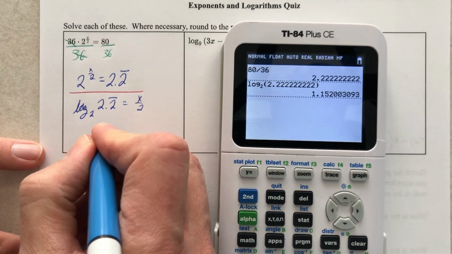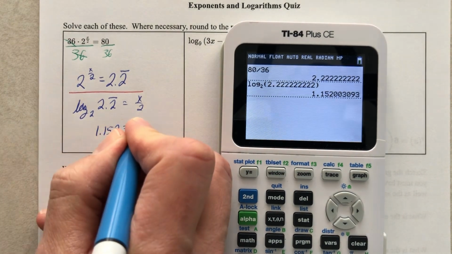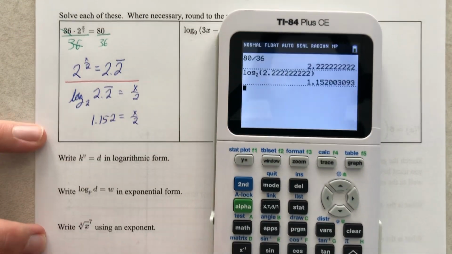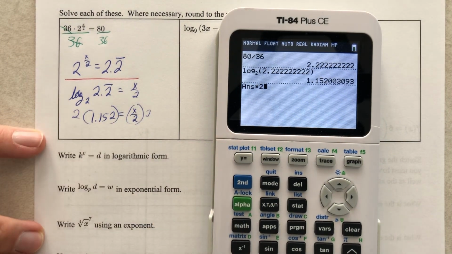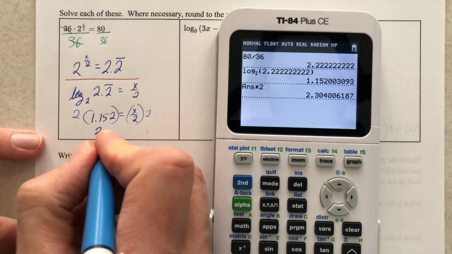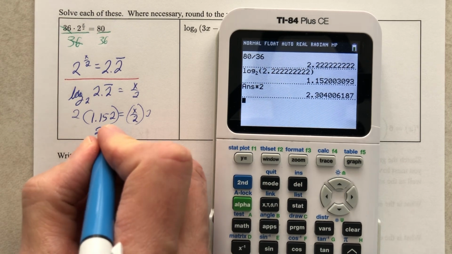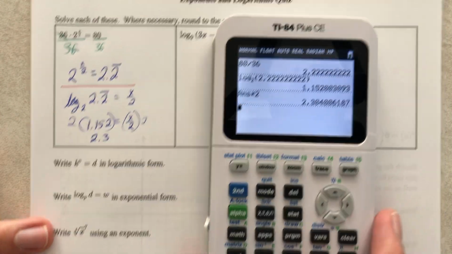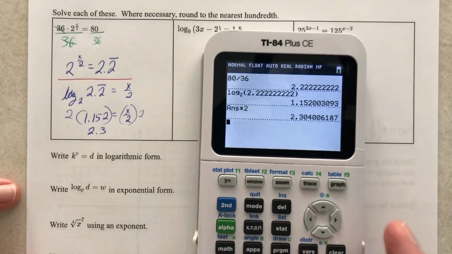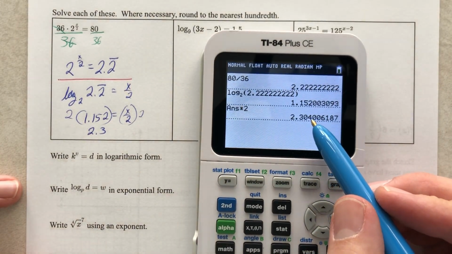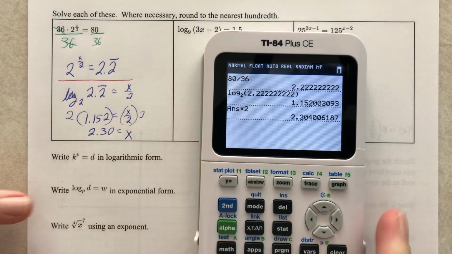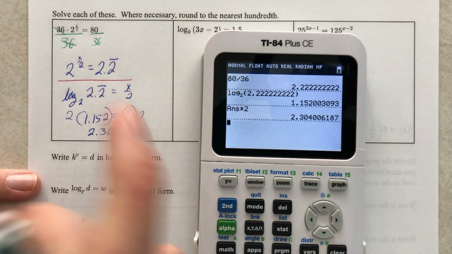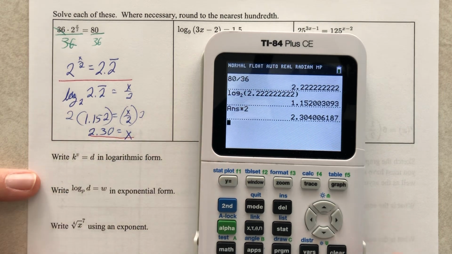So we have 1.152, blah, blah, blah, blah. And then at this point, we just need to multiply both sides by 2. Double both sides, so multiply that by 2. And we have 2.30. And they do want us to round to the nearest hundredth, which is 2 decimal places. But 2.304, the 4 does not round up that 0. So 2.30, you can put the 0 or not. Okay, this also was worth 4.5 points, that final answer.